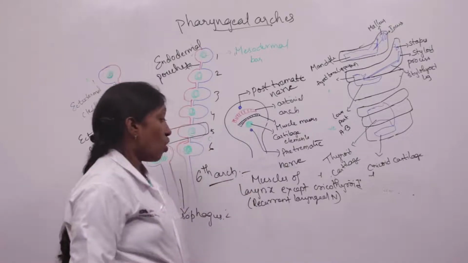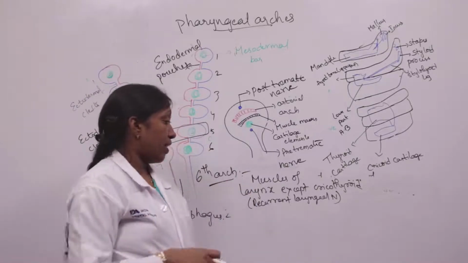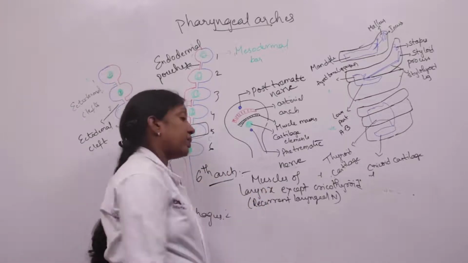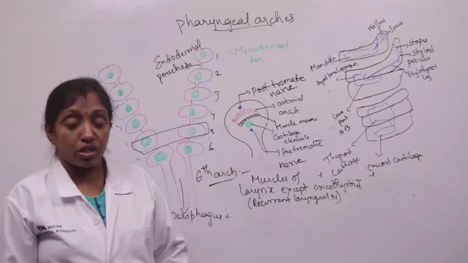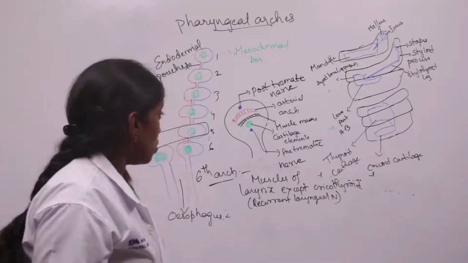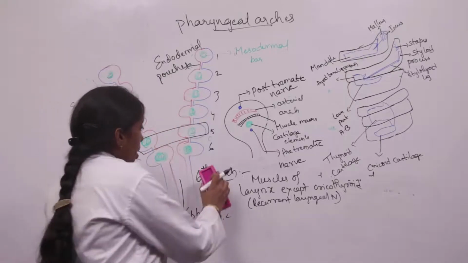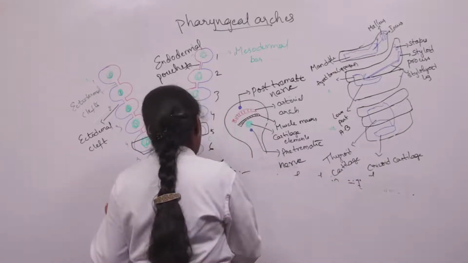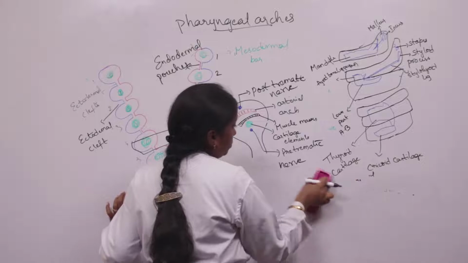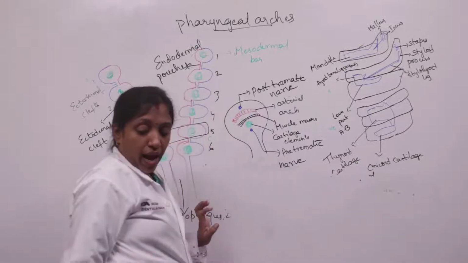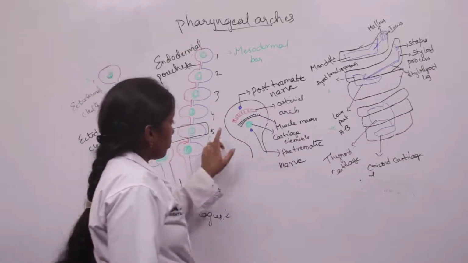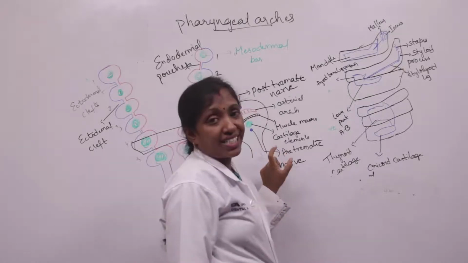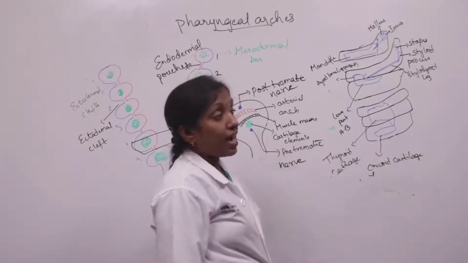Coming to the sixth arch, all muscles of larynx except cricothyroid are derived from the sixth arch, and they are supplied by the recurrent laryngeal nerve, which is the nerve of the sixth arch. So that's about the muscle masses. And coming to the cartilage elements or skeletal elements of the mesodermal arches.